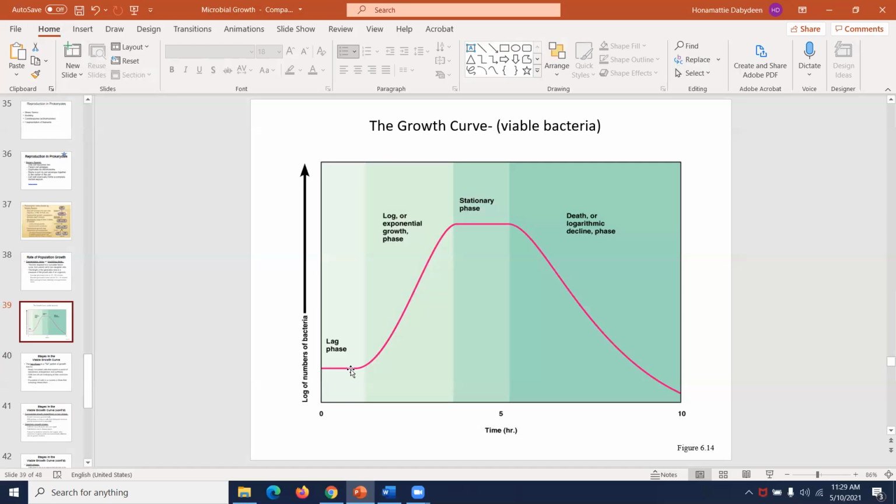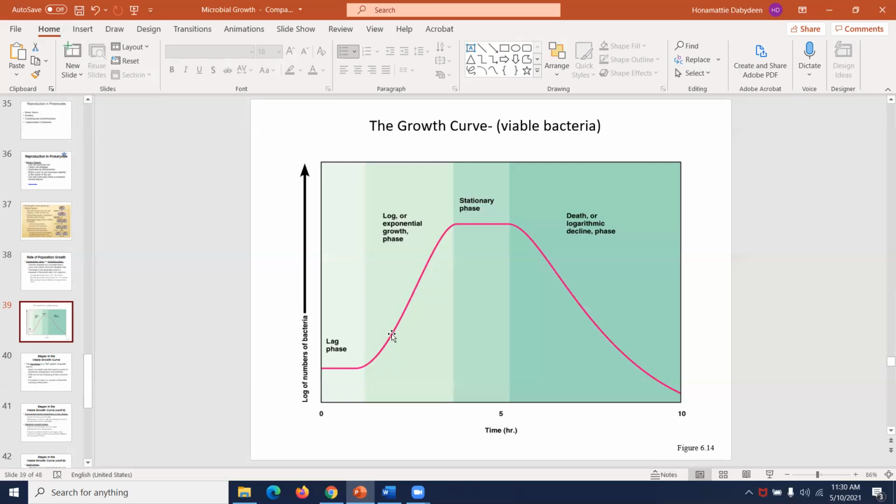They're not multiplying yet. But once they realize that, hey, temperature is right, pH is right, food is right, environmental conditions are right, then it's okay. They will start to multiply. And they will go through this binary fission every generation time. One organism will split and give me two. So the numbers keep on multiplying, keep on increasing and increasing logarithmically.